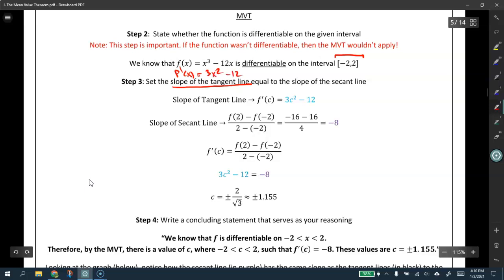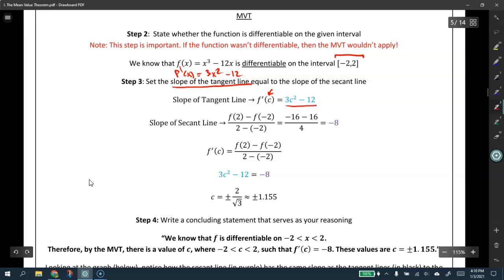Now, a lot of students ask, do I really need to plug in c? I forgot to plug in c. No, the AP exam won't really hold you that stringently to it. But technically speaking, because you're implying that there is some point c that exists like that, it would be most appropriate to plug in c and say that instead of 3x squared minus 12, it's 3c squared minus 12.